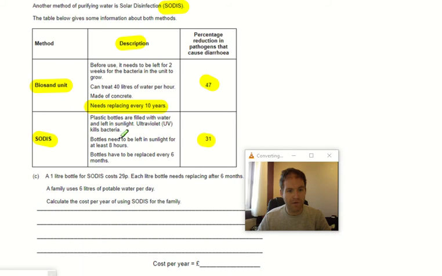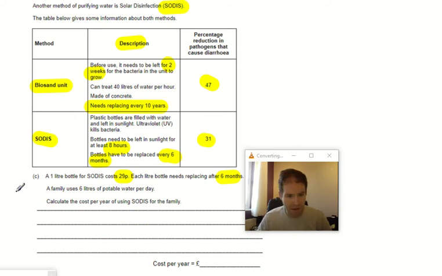SODIS, plastic bottles are filled with water and left in the sunlight. Ultraviolet UV kills bacteria. Bottles need to be left in the sunlight for 8 hours. This one needs to be left for 2 weeks. Bottles have to be replaced every 6 months. A 1 litre bottle of SODIS costs 29p, and each bottle needs to be replaced every 6 months. A family uses 6 litres of potable water per day. Calculate the cost per year of SODIS for the family.